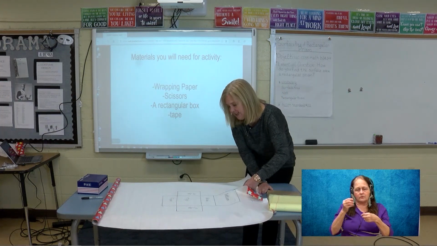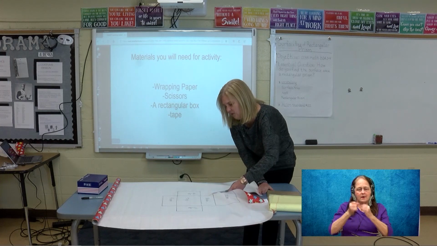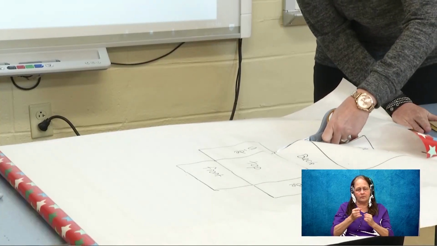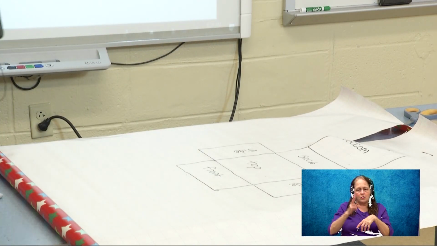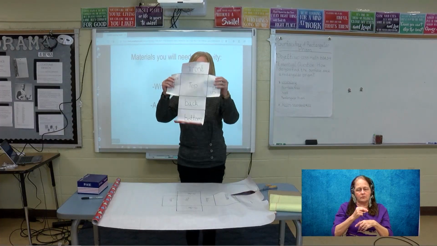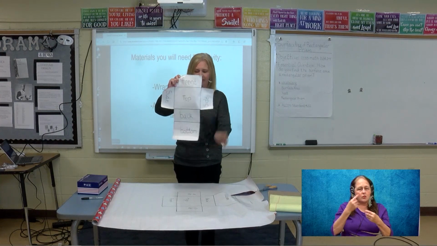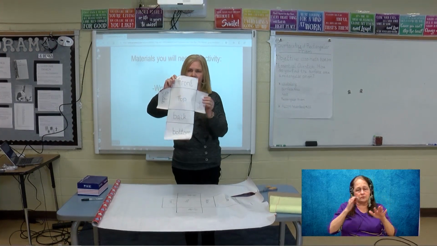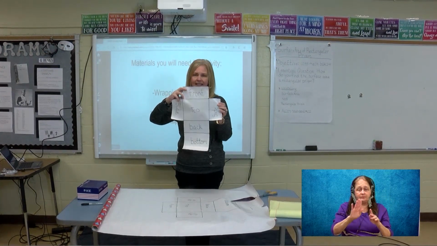You are not cutting each individual piece out. For time, I have already cut one out. And it looks like this when you're done, which is exactly like this one. Okay, so this is your net.